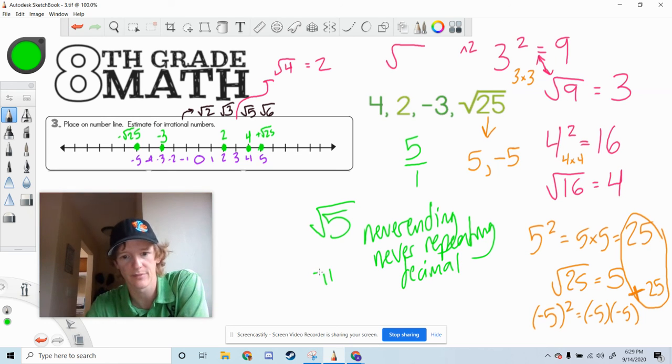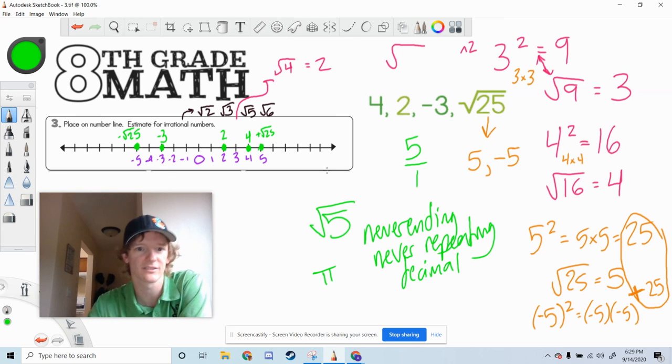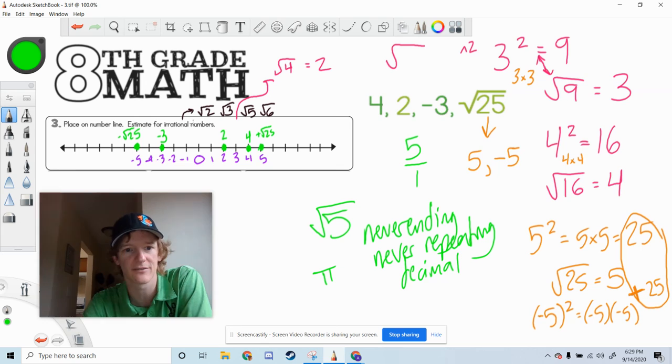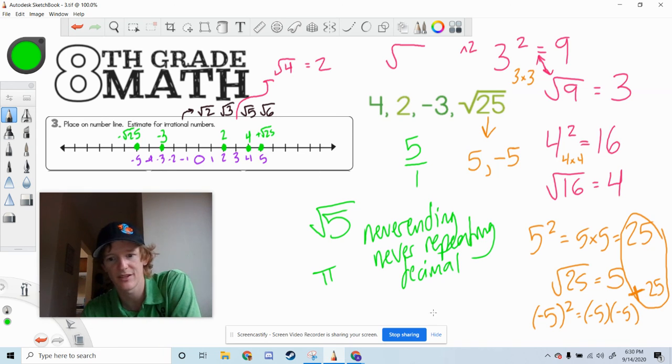Another example would be pi. Pi is a never-ending, never repeating decimal. It's 3.141592654, blah, blah, blah, never ending. So in this one, we didn't have any irrational numbers. So we didn't have to estimate. We could put them exactly where they go on those little marks. So we got it. All 4 numbers, and this one actually was 2 numbers. So we've got 5 things plotted on our number line.